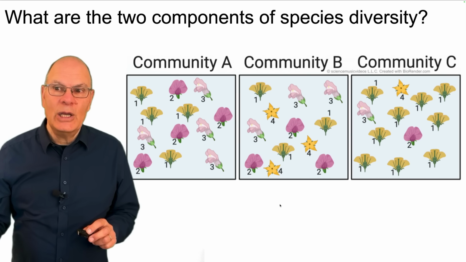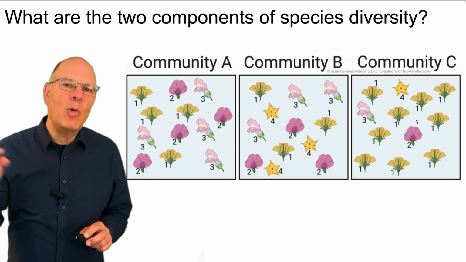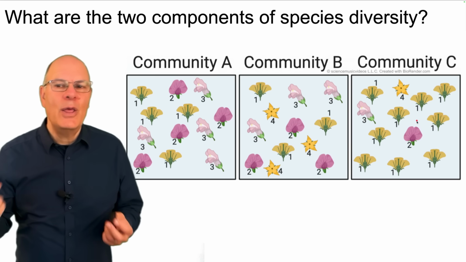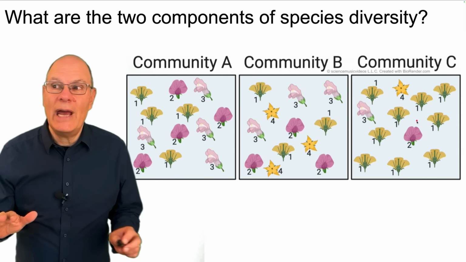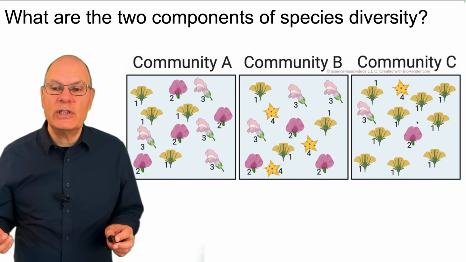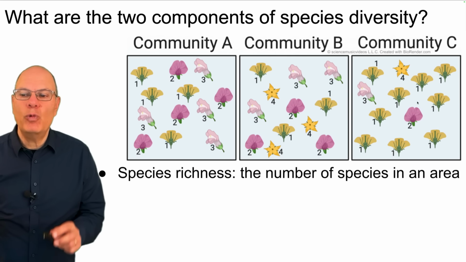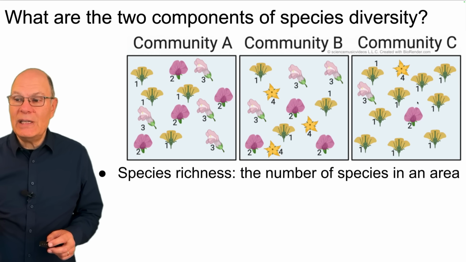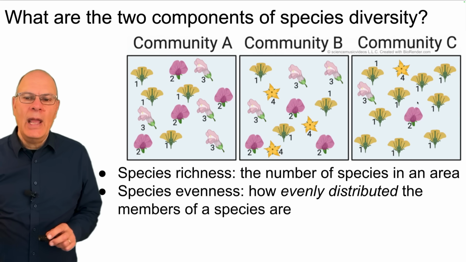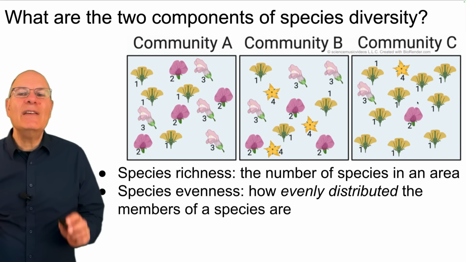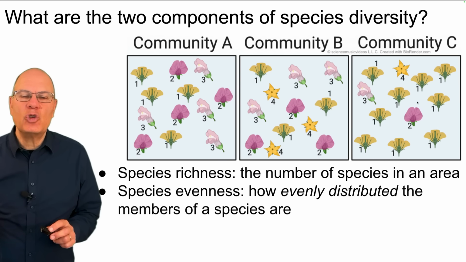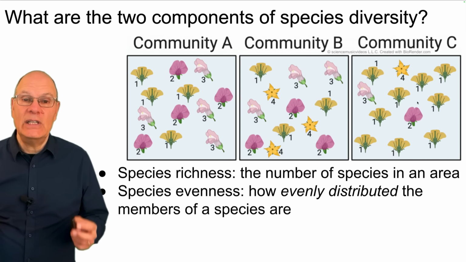Here are three communities, Community A, Community B, and Community C. And what we're going to do is we're going to compare their diversity. And we're going to do that based on two components. The first is species richness, the number of species in an area. And the second is species evenness, how evenly distributed the members of a species are.